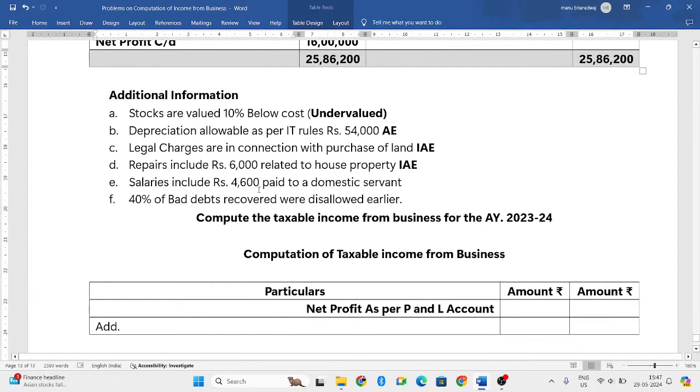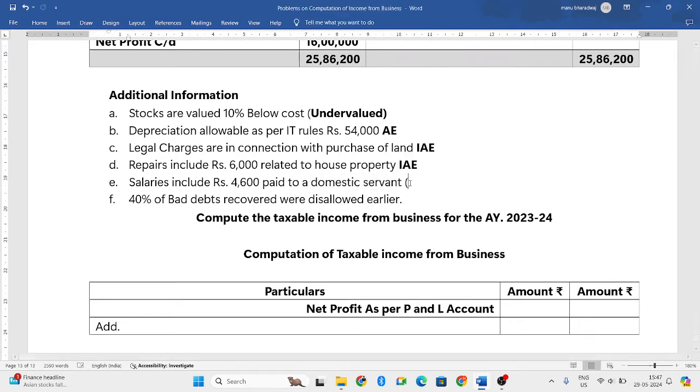Next, salaries includes 4,600 paid to domestic servant. Domestic servant is nothing but home servant.